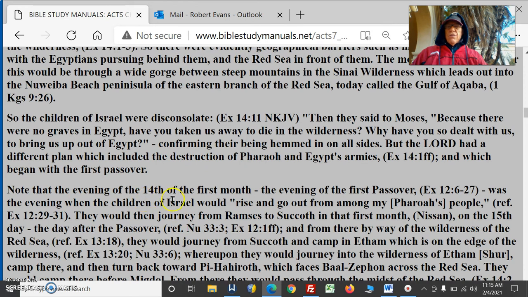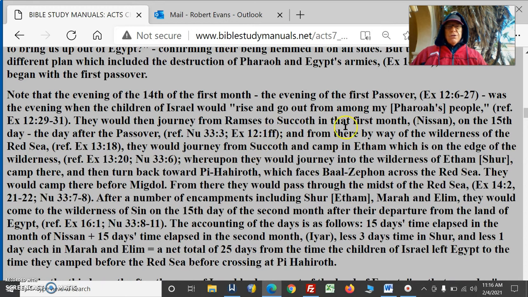So, note that the evening of the 14th of the first month, the evening of the first Passover, was the evening when the children of Israel would rise and go out from among Pharaoh's people. There it is. They would journey from Ramses to Succoth in that first month. From there, the wilderness, Red Sea. We looked at that. They would journey from Succoth and camp at Etham, like I said, which is on the edge of the wilderness, whereupon they would journey into the wilderness of Etham or Shur, camp there, and then turn back toward Pi Hahiroth, which faces Baal Zephon. We saw that across the Red Sea. And they would camp there before Migdol, that Egyptian fortress. From there they would pass through the midst of the Red Sea.